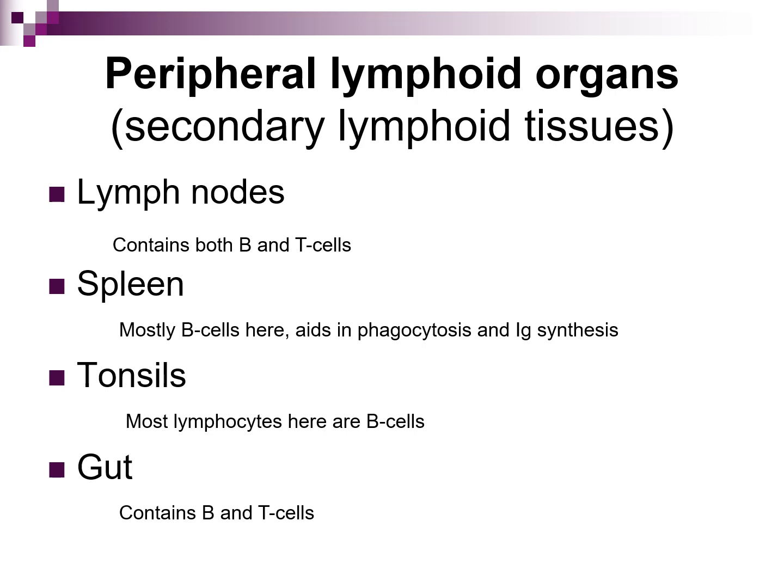The tonsils are a secondary lymphoid tissue. Most lymphocytes here are B cells. In fact, about 50% of the cells in the tonsils are B cells. And then in the gut, or the gut-associated lymphoid tissues, this includes the appendix, we have B and T cells.